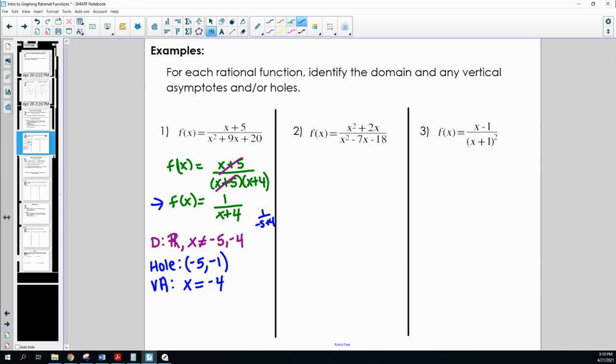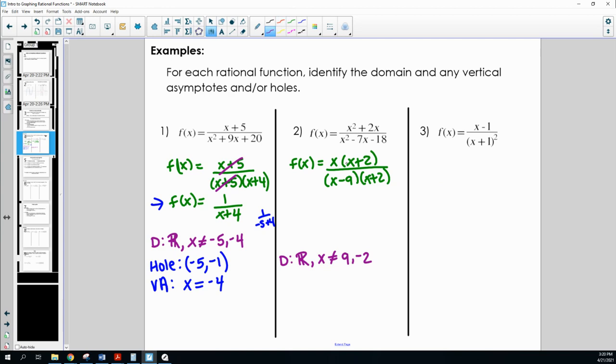Okay, let's look at number 2. Same idea. So first thing again I'm going to do is factor. So I will pull out an x here, x plus 2. And then I'm going to factor this to be x minus 9, x plus 2. Okay, so again, first thing I'm going to do is write my domain. So that would be all real numbers except x cannot equal my restrictions, so 9 and negative 2.